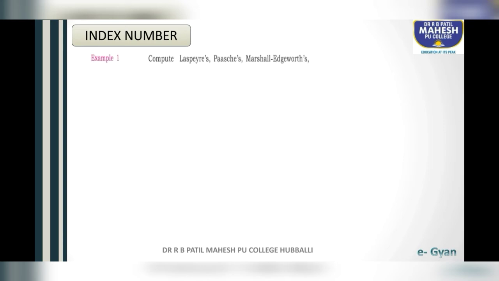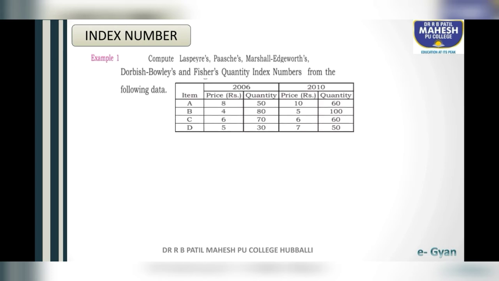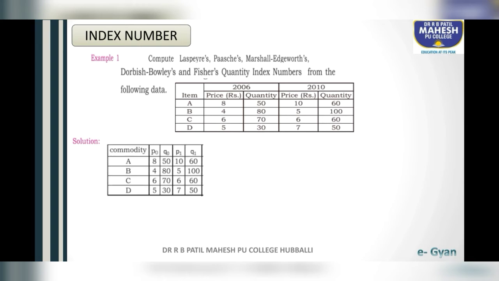So I'm going to solve one example based on quantity index numbers. Compute Laspeyres', Paasche's, Marshall-Edgeworth's, Drobisch-Bowley's and Fisher's quantity index numbers from the following data. Okay, so this is the data here, students. The first column is the item, then the 2006 price and quantity, and the 2010 price and quantity. So now we write the given things.